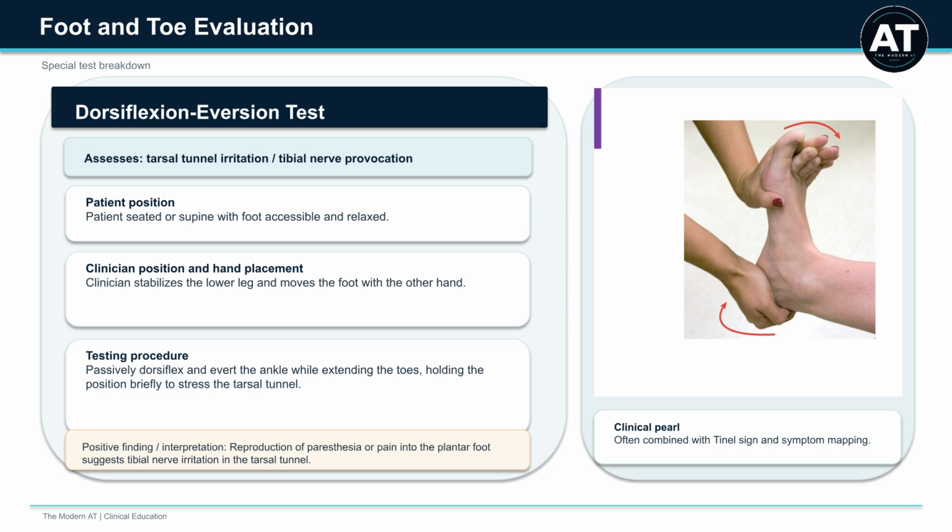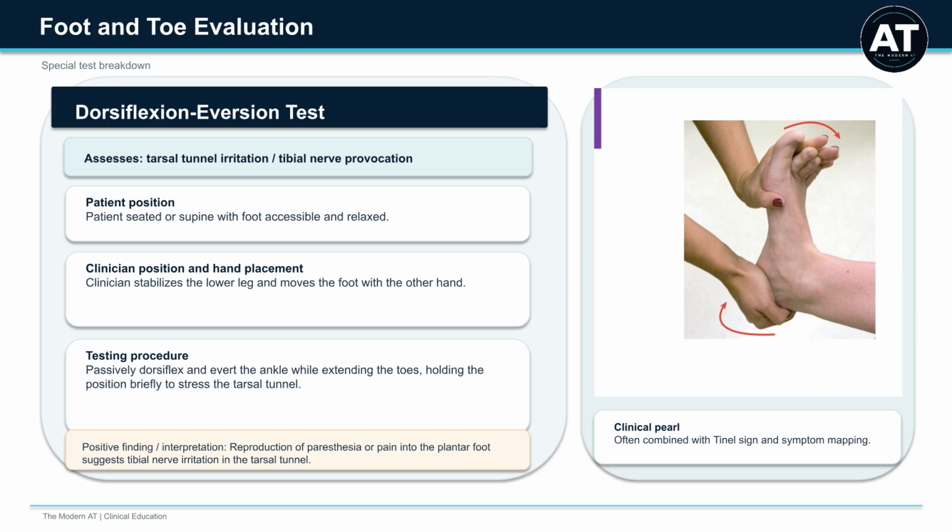The dorsiflexion-eversion test is used to provoke tibial nerve symptoms in possible tarsal tunnel irritation. Position the patient seated or supine with the foot relaxed. Stabilize the lower leg, then passively dorsiflex and evert the ankle while extending the toes. Hold the position briefly and ask whether symptoms are reproduced.